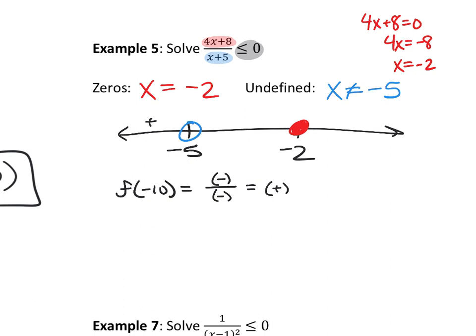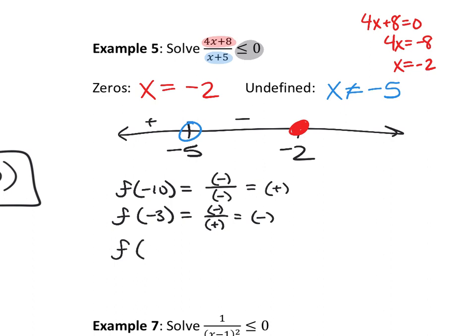What number can we plug in between negative 5 and negative 2? Negative 3 would work. Can't use 0 yet because it didn't change from positive to negative. I know it's really tempting because it's so easy to plug in. If we plug in negative 3, 4 times negative 3 is negative 12 plus 8, that's still negative. And negative 3 plus 5, that's a positive number. So this section is going to be negative.